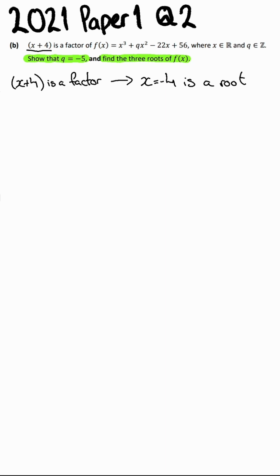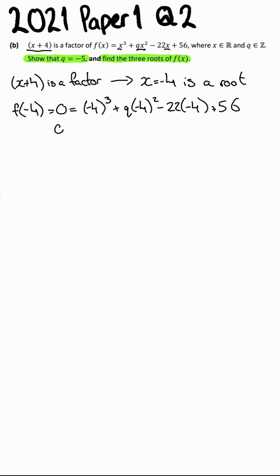And now we can use a theorem that you should have learned at the start of 5th year called the factor theorem. The factor theorem basically says that if we have a root, in this case x equal to minus 4, then f of minus 4 should be equal to 0. So we're going to sub minus 4 in each place where x is on our function. So 0 is equal to minus 4 cubed plus q times minus 4 squared minus 22 by minus 4 plus 56. And let's multiply out each of these brackets.